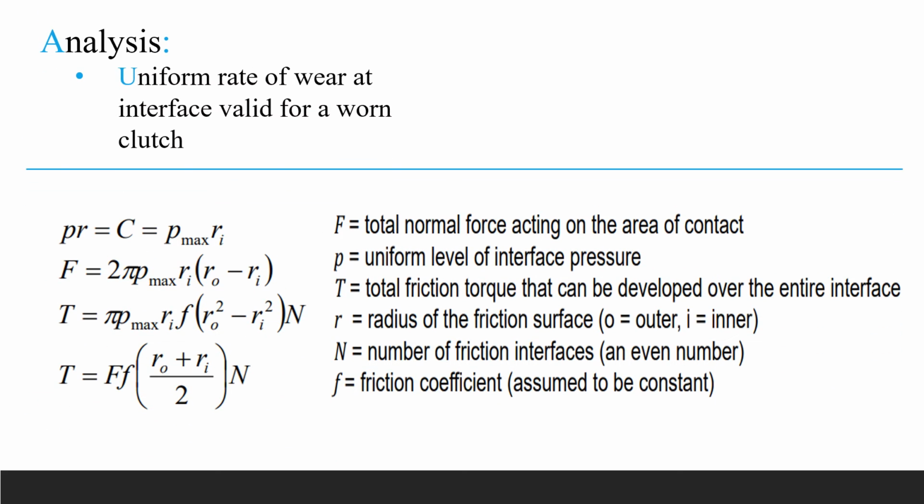The second set of equations used in this unit are displayed at the bottom left, which are also based on the assumption of uniform rate of wear at interface, which is valid for worn clutches, unlike the first set of equations. This is the case as new clutches would have the greatest initial wear at the outer radius, but after the initial break-in, the friction lining tends to wear at a uniform rate. This second assumption gives a lower calculated clutch capacity than the first assumption in the previous slide. Once again, these equations will be studied and used in greater detail within this unit.